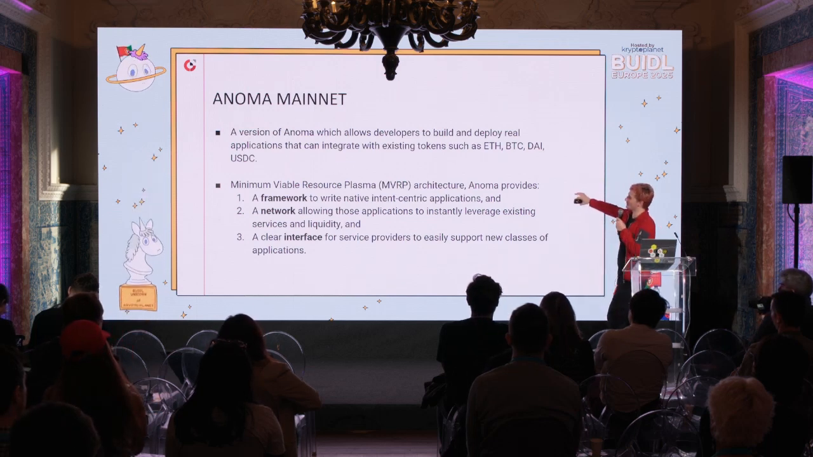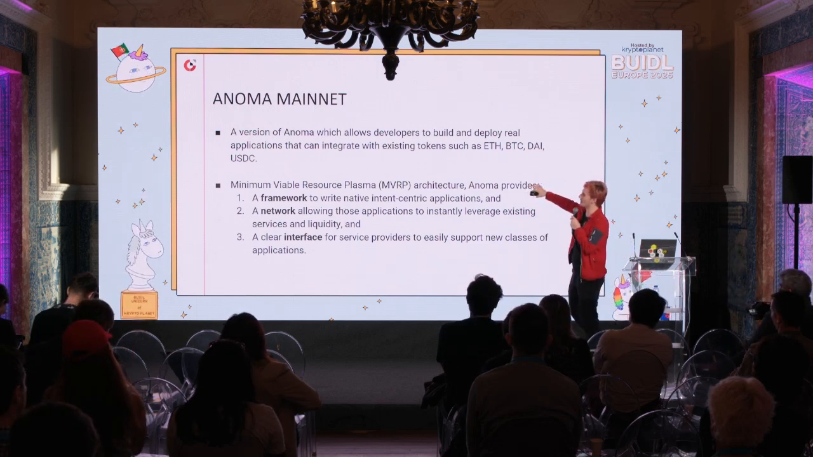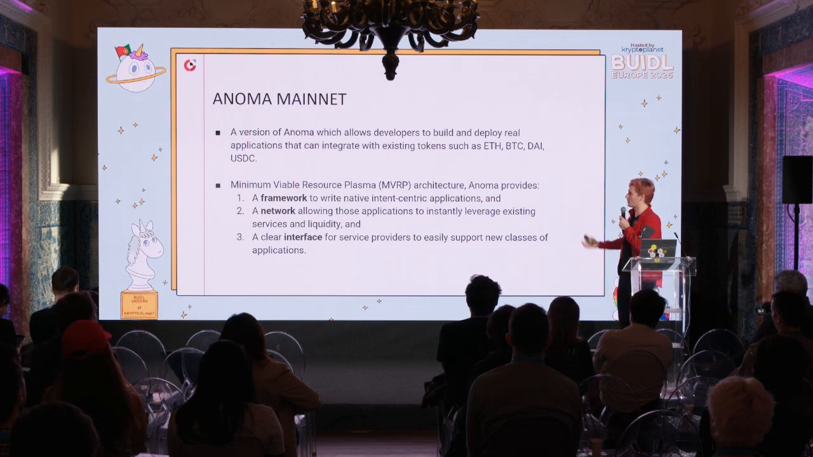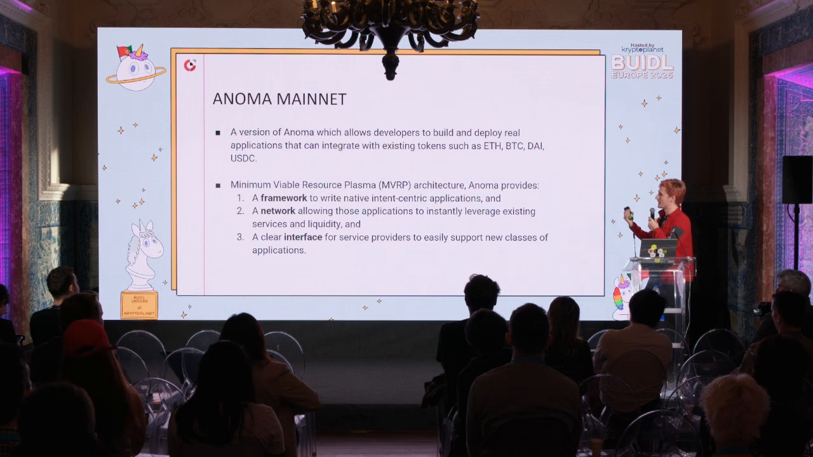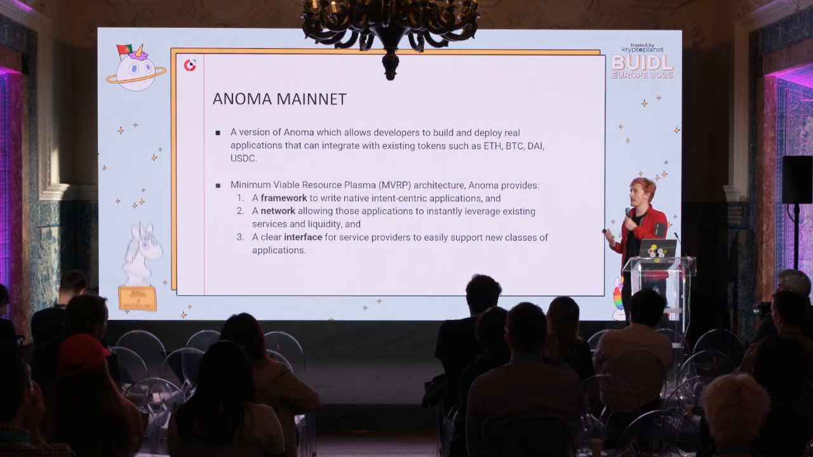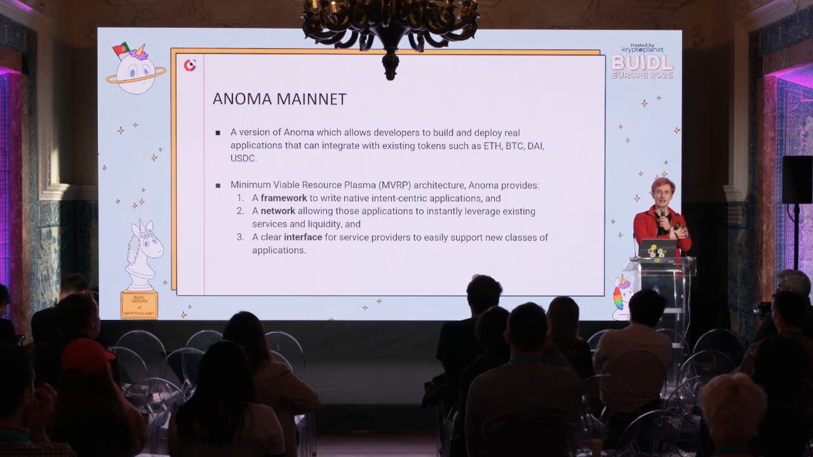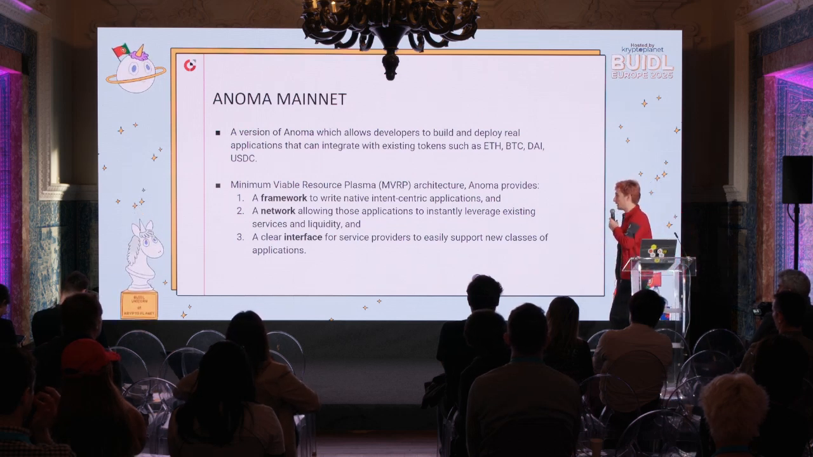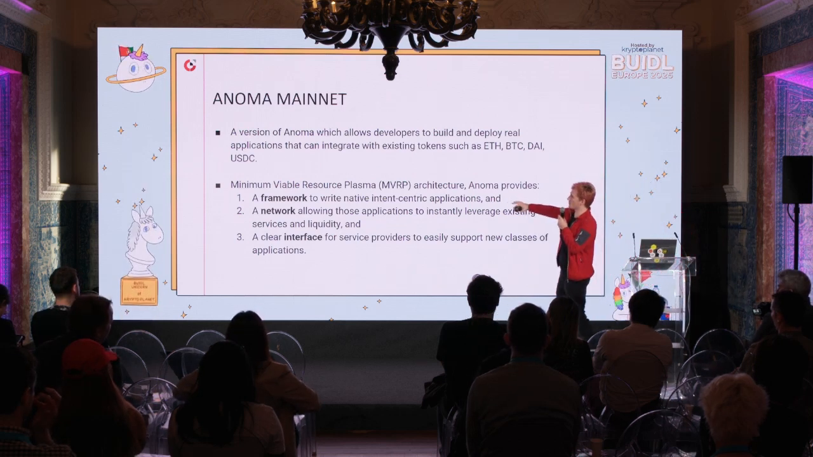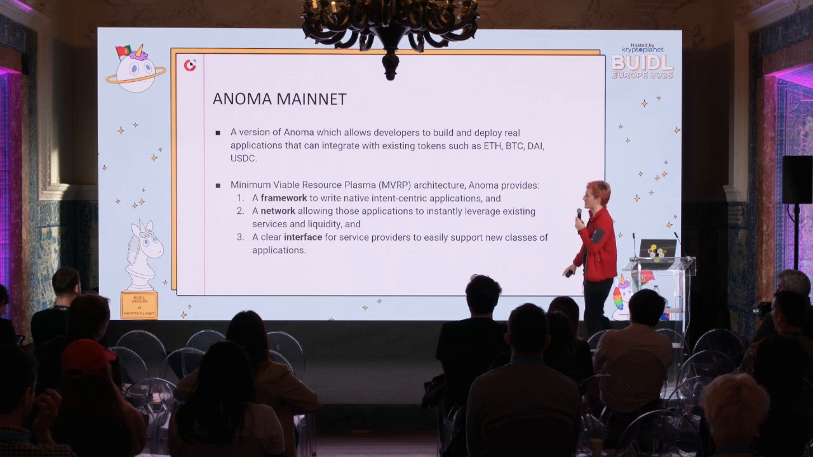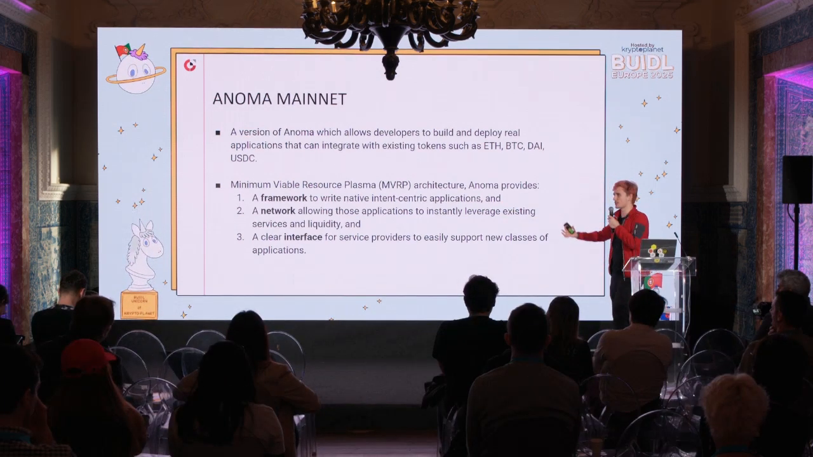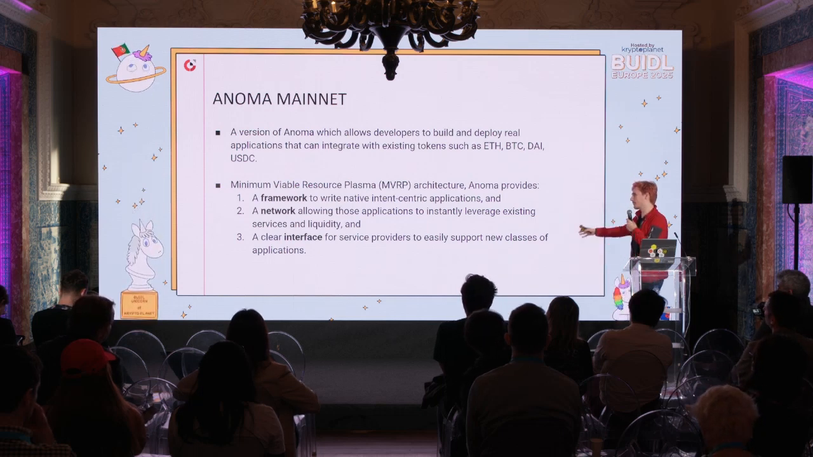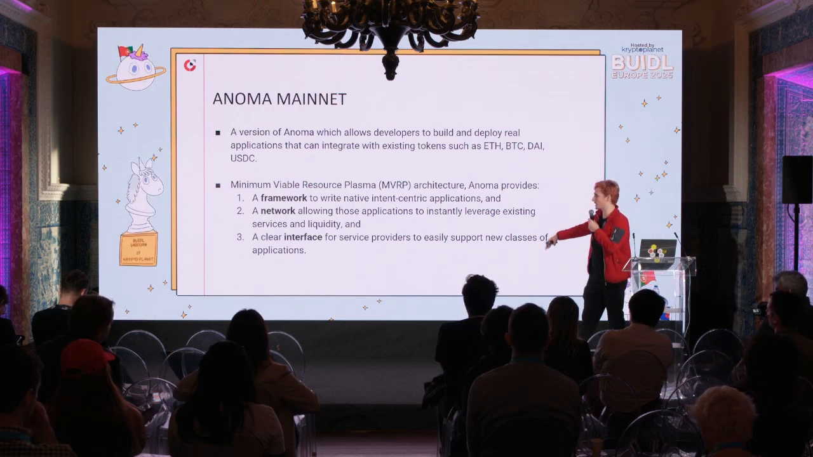And I don't know if some of you were around a while ago with regard to Plasma. This really looks like an original Plasma construction. So we're calling this the minimum viable resource Plasma, because the Anoma resource machine is neither an account model nor a UTXO model, it's a resource model. If you're interested in more, come find me later. So it comes with a framework to write native intent-centric applications and a network allowing those applications to instantly leverage existing services and liquidity, and a clear interface for service providers to easily support new classes of applications.